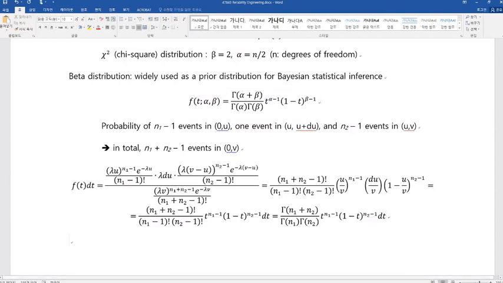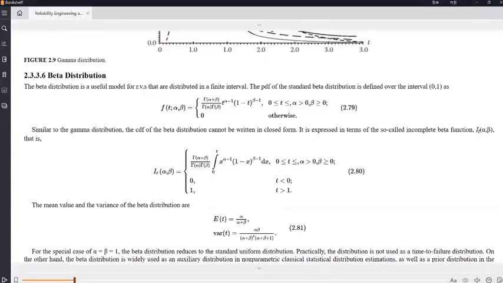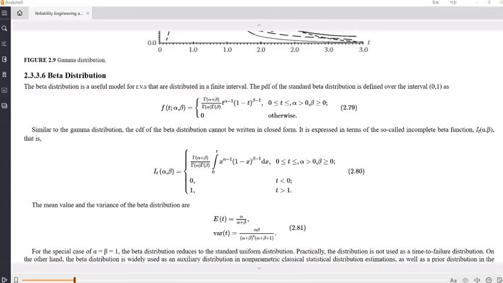So if you find the mean and variance, it is given in the textbook. This is the mean value, and this would be the variance of the beta distribution. So today we covered many continuous distributions: normal distribution, log normal distribution, exponential distribution, Weibull distribution, gamma distribution and beta distribution. And I tried to explain how they are derived.